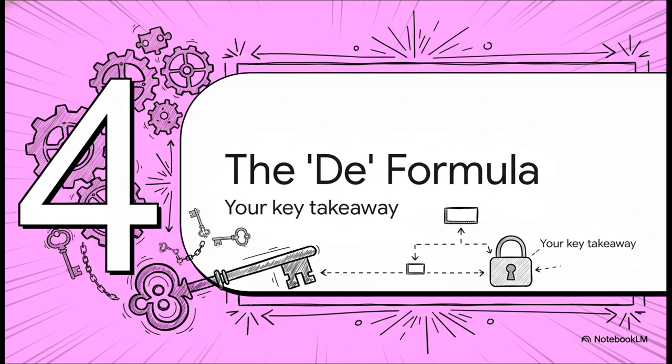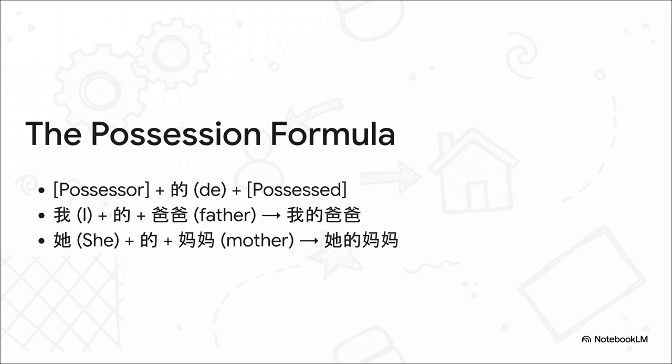We can boil everything we've talked about down to one simple, powerful formula. This is the master key for possession in Mandarin. If you remember one thing from today, this should be it. Here it is. It's so simple. The possessor plus de plus the possessed item or person. It's a simple plug-and-play formula. You just slot in the words you need.